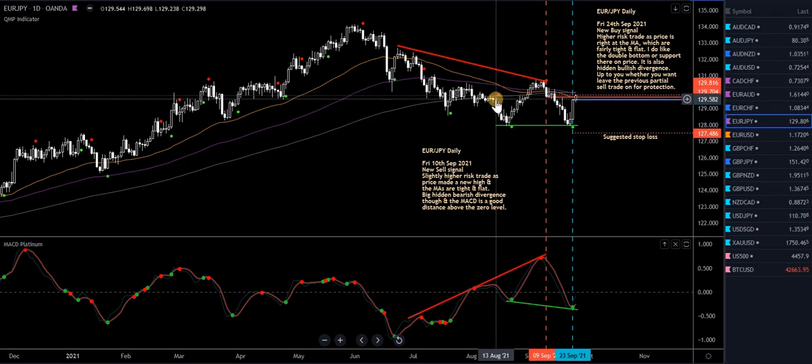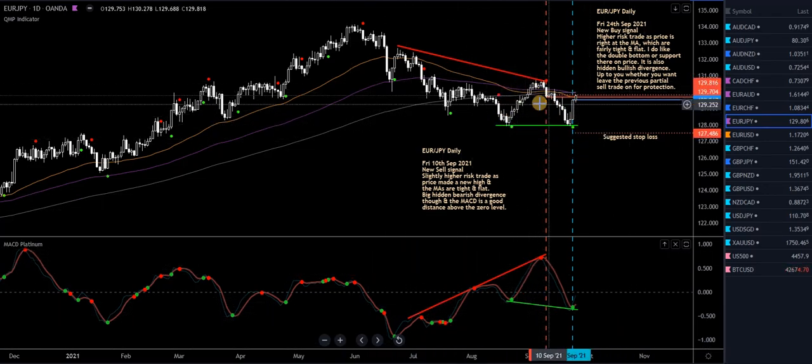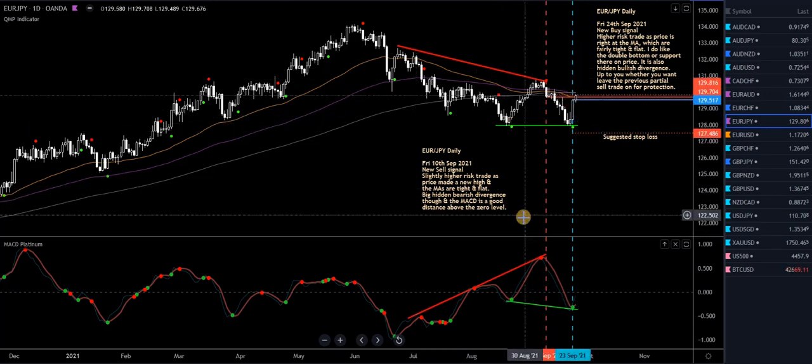The MAs are all very tight, all very flat. There's good support here, or a hidden bullish divergence, whichever way you want to look at it. But we're going long now. The sell's finished, so I'll tidy that up shortly.